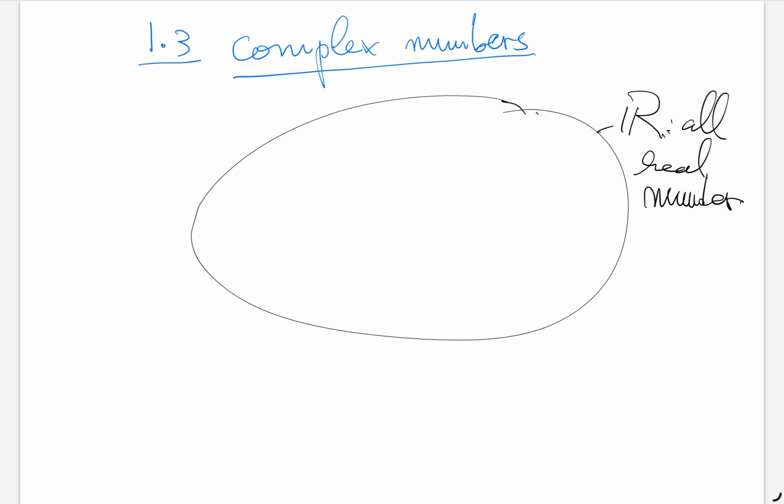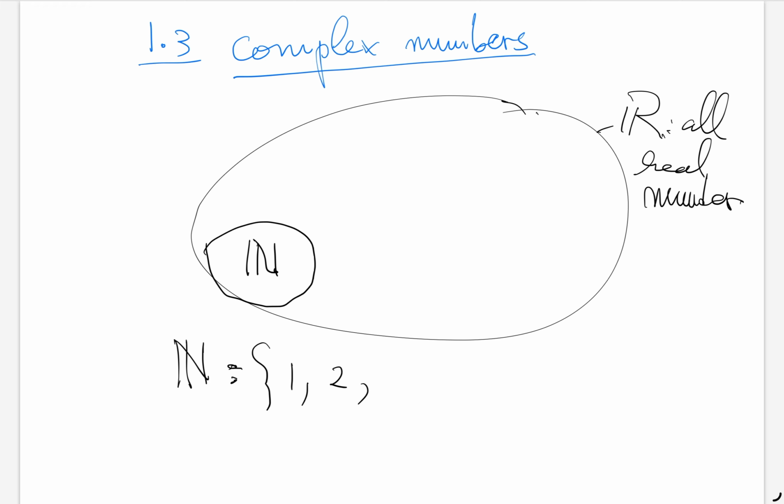Inside the real numbers, there are the natural numbers. You can call it N. So the natural numbers are the set of 1, 2, 3, 4, 5, 6 until infinity. Okay, that's the natural numbers. It's inside the real numbers.